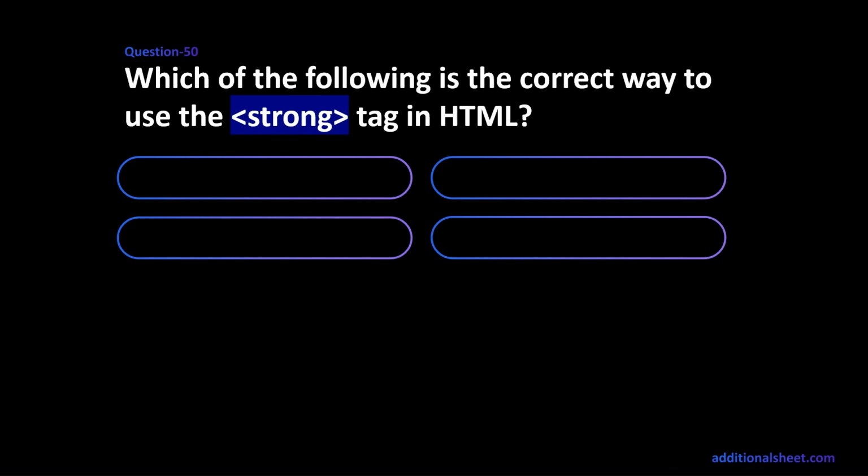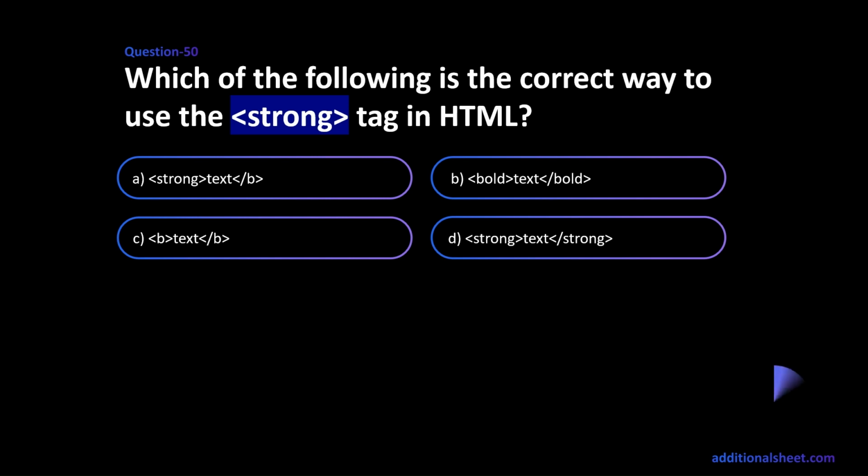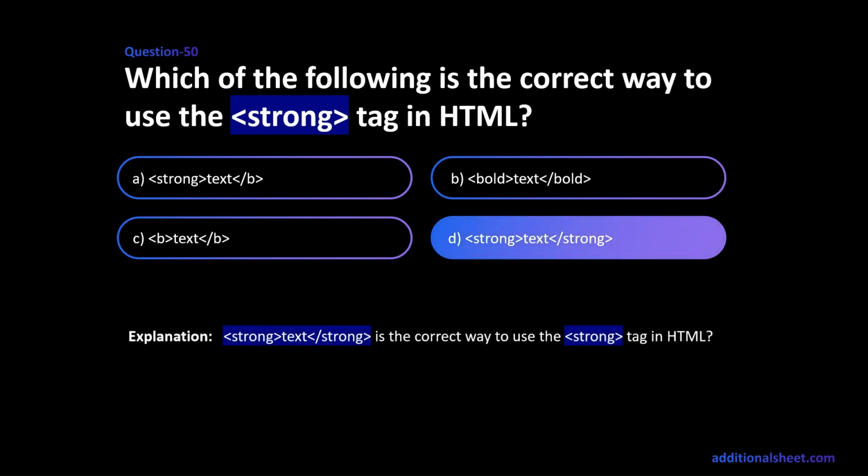Q50. Which of the following is the correct way to use the strong tag in HTML? Options are as below. The correct answer is option D. Open strong tag, text, close strong tag.